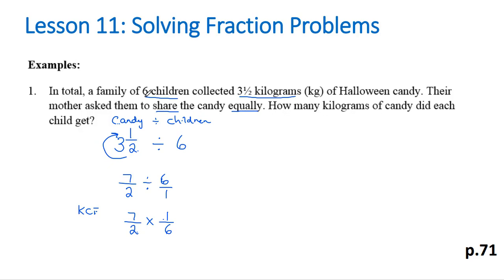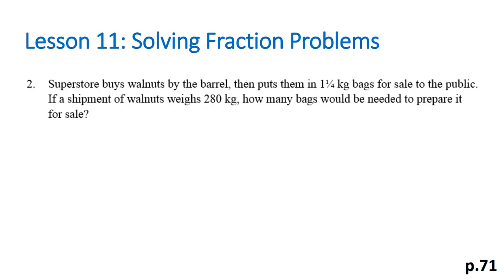We look for cross-reducing, and there's nothing in this problem, so we can now multiply numerator times numerator and denominator times denominator. And so what this means is that each child receives 7/12 of a kilogram. Each child receives less than 1 kilogram, but together the 6 of them make 3.5 kilograms.